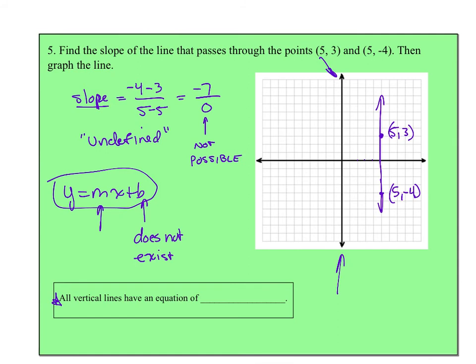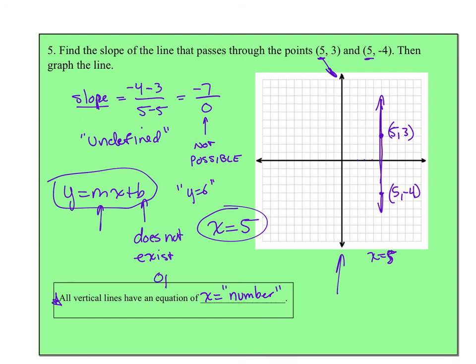Well, much like the previous one was y equals 6, this one is just x equals my x value. So my x value is 5. I follow along this line where x equals 5. So all vertical lines have an equation of x equals, not necessarily 5, it's going to be some number.